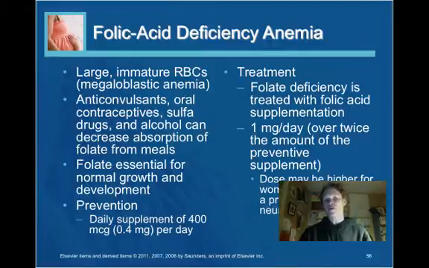What can predispose someone to this type of anemia? Well, anticonvulsants, oral contraceptives, sulfa drugs, and alcohol can all decrease the absorption of folate, which can then predispose someone to this type of anemia. Remember, folate is essential for normal growth and development, and as everyone knows by now, 400 micrograms is the recommended dose. If someone has a deficiency, they may need up to a gram a day. If a woman has had previous children with neural tube defects, the dose will be even higher than a gram, usually 4 grams.